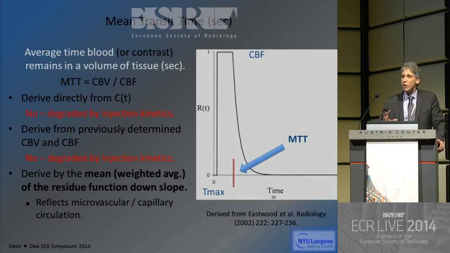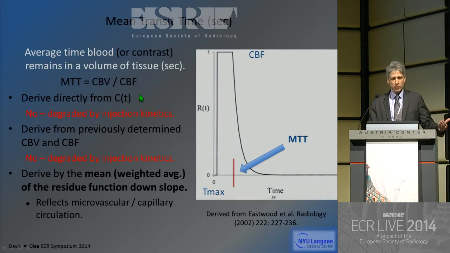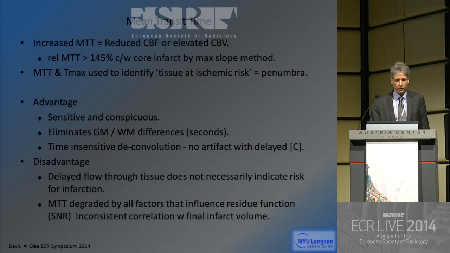So mean transit time is the second correlate that people use. It's basically the average time that the blood stays in the tissue. You can determine it from the concentration curve, but we're not going to do that because we know that's corrupted by the injection. We can determine the CBV and the CBF, but we know that's corrupted by injection. So we use the residue function. And here we can see it's the average of the volume under that curve as the contrast disperses. Increasing mean transit time, longer flow through the tissue, is interpreted as a reduced CBF or an elevated cerebral blood volume.